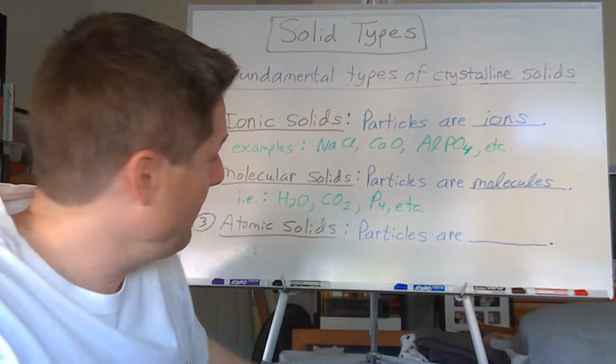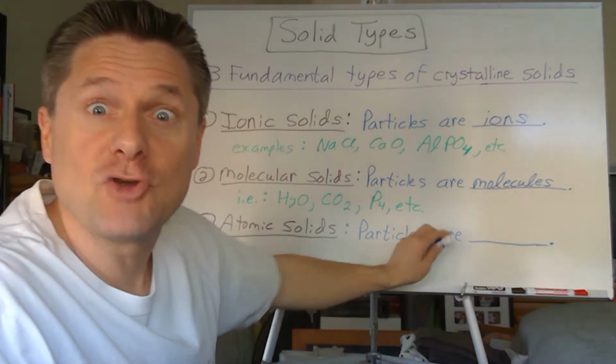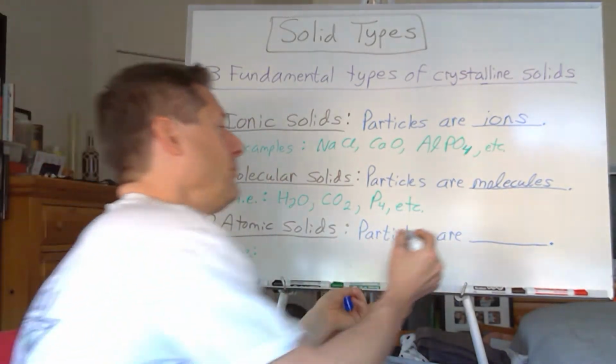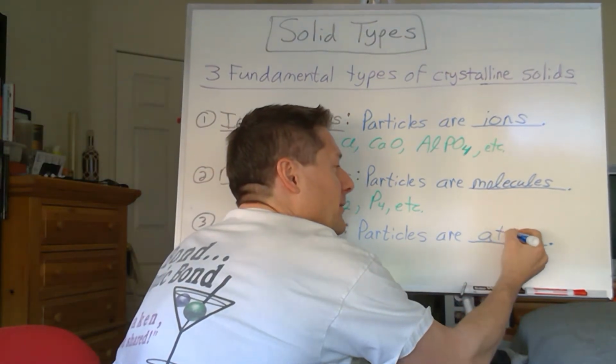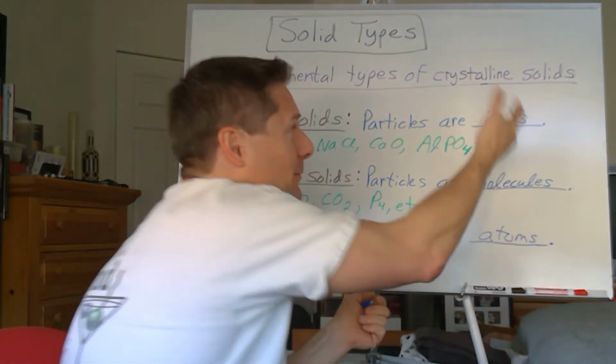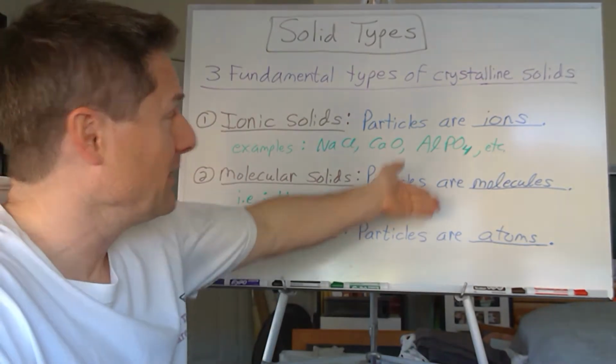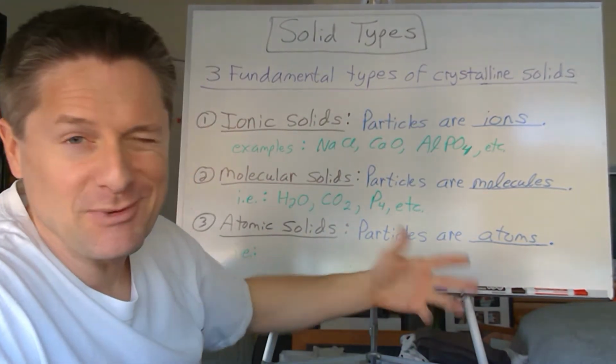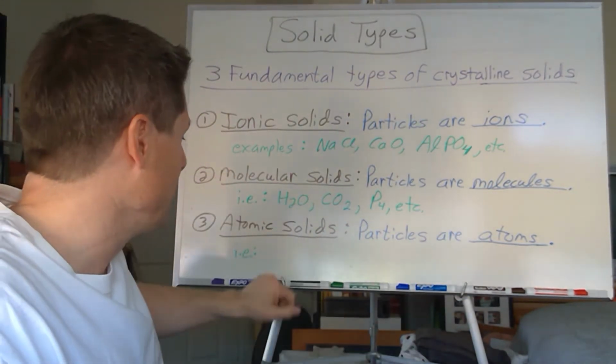All right, so what do you think? What fundamental particle makes up atomic solids? Oh! Play the Jeopardy music. Atoms! Right? Atoms, molecules, and ions give you atomic, molecular, and ionic solids. Right? That's what I do in introductory chemistry. So a little review for you here.